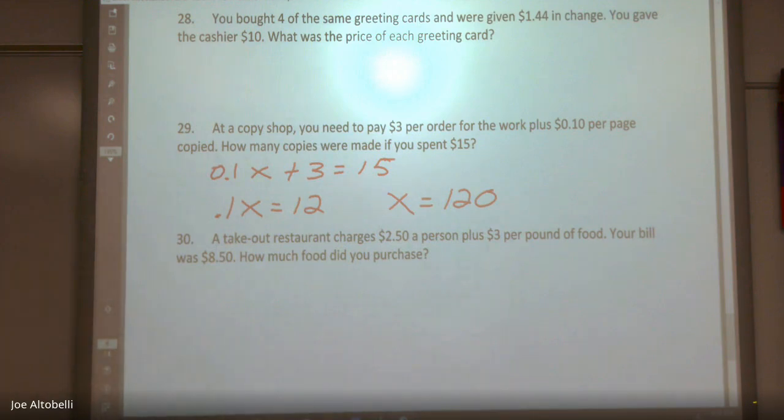Your assignment is to finish that packet. Not packet, let me rephrase that. 1 through 31 on your sheet. You probably have what, 10 of them done already? You only have 20 some problems.